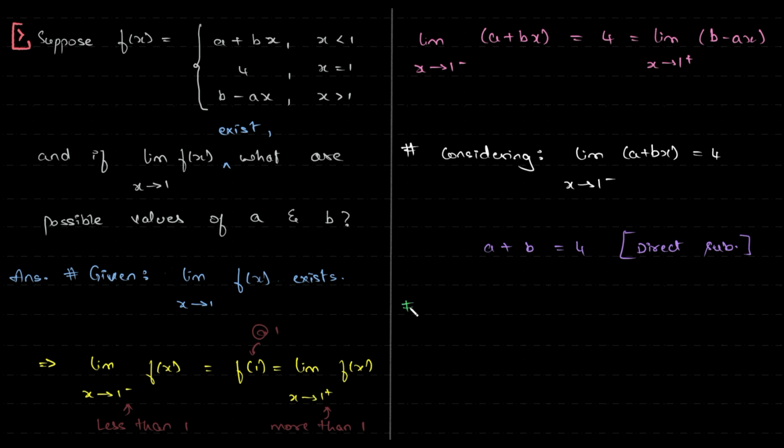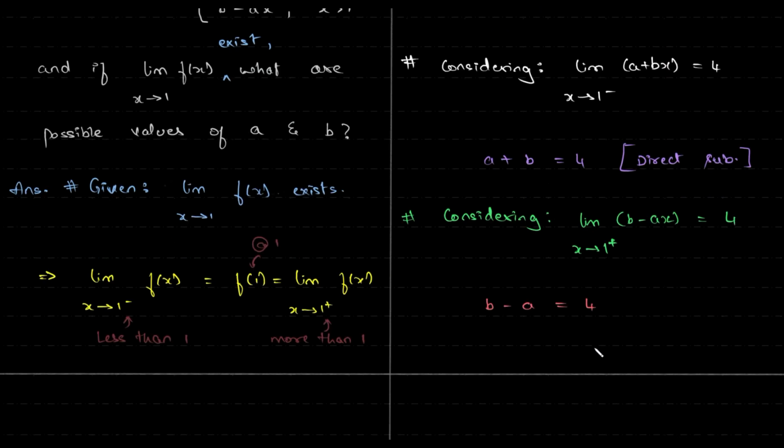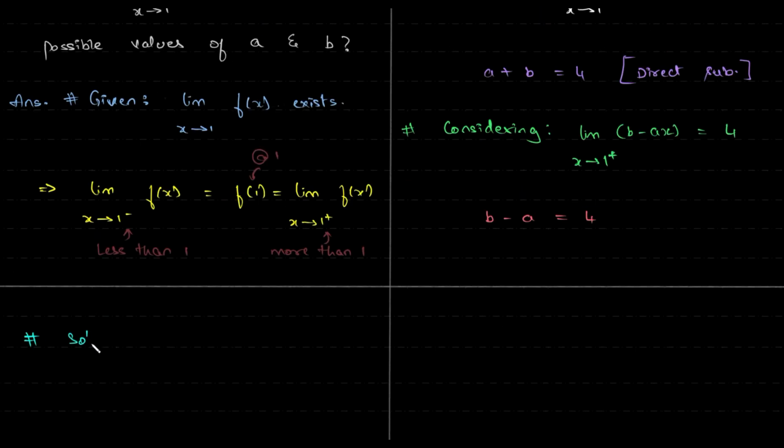Next, considering limit b minus ax as x tends to 1 from the positive end, this too is equal to 4. Now all I have to do is substitute. So b minus a into 1 is equal to 4. And finally we have solving a plus b is equal to 4 and b minus a, and that too is equal to 4.